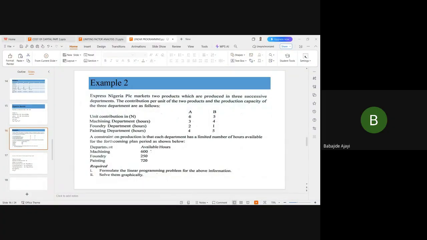Yes, so you can see it is being fragmented into departments: machining department, foundry department, painting department. So we have limitations in each of these departments in terms of labor hours. So how do we pull them together, and how do we maximize contribution from each of these?